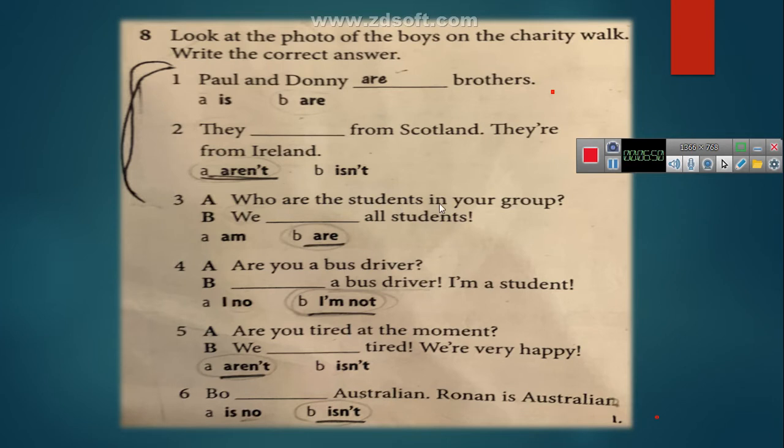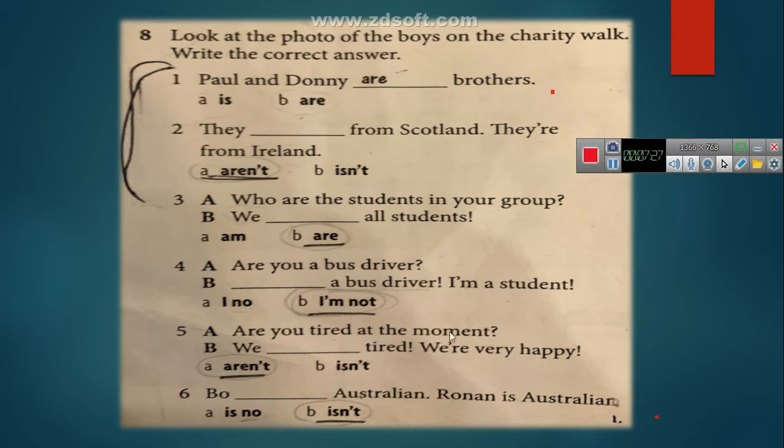Who are the students in your group? We are all students, because we use are with we. Am is used with I. Are you a bus driver? I'm not a bus driver. I'm a student. We choose I'm not because here there is no auxiliary verb or main verb. And then no comes before the noun, not before an article.